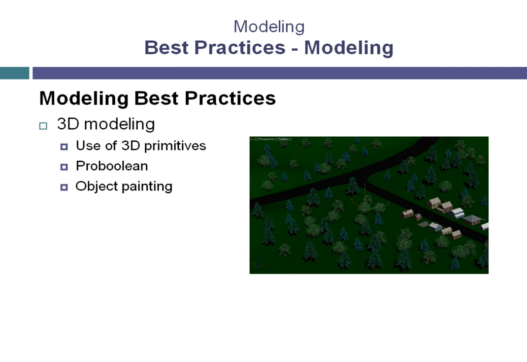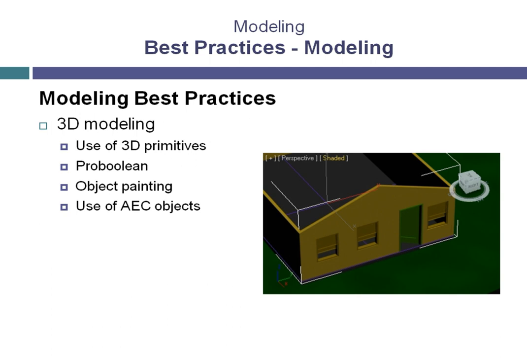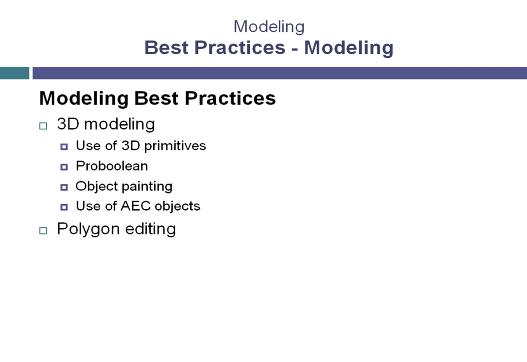If you're building architectural designs, the use of the AEC objects can be a tremendous time saver and provide quite a bit of flexibility. Objects like doors and windows work directly with the wall objects, eliminating time-consuming editing tasks. When it comes to polygon editing, there are also an enormous number of best practices and shortcuts that can be used to minimize the amount of time it takes for you to model an object.